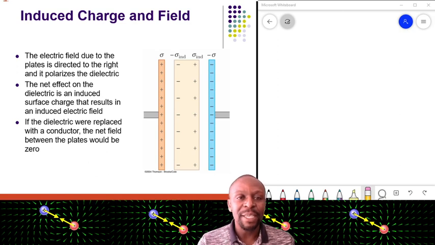Now, the electric field due to the plates is directed to the right, and it polarizes the dielectric material. By polarization we mean that it separates the negative as well as the positive charges. The net effect of the dielectric is an induced surface charge that results in an induced electric field. If the dielectric were replaced with a conductor, the net field between the plates would be zero. You remember, if this was replaced by a conductor, what is the electric field inside the conductor? It just equals zero.